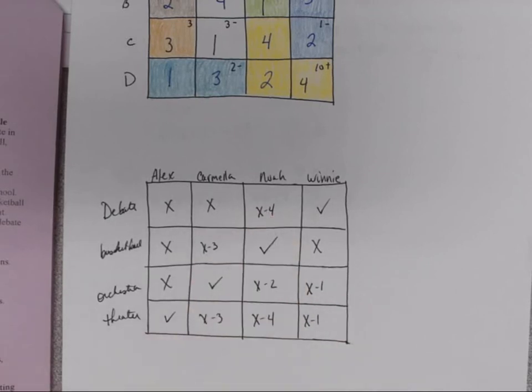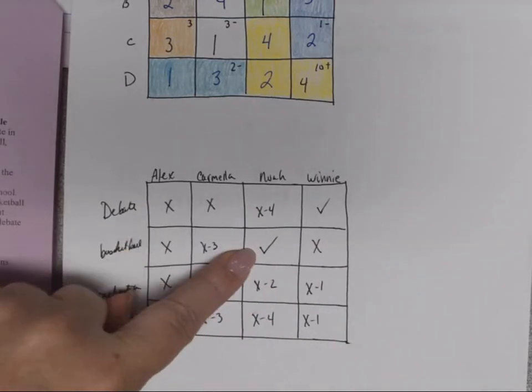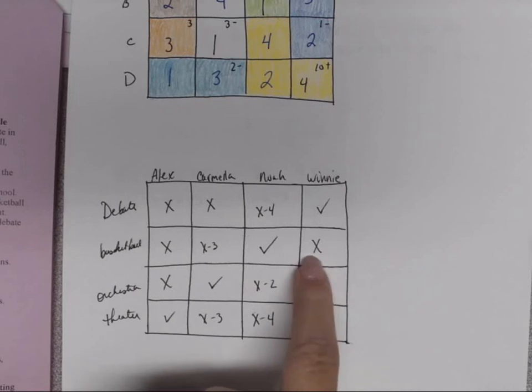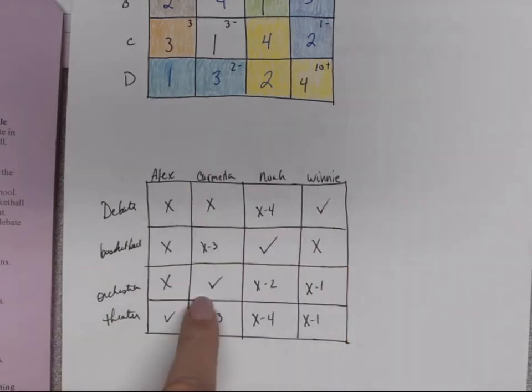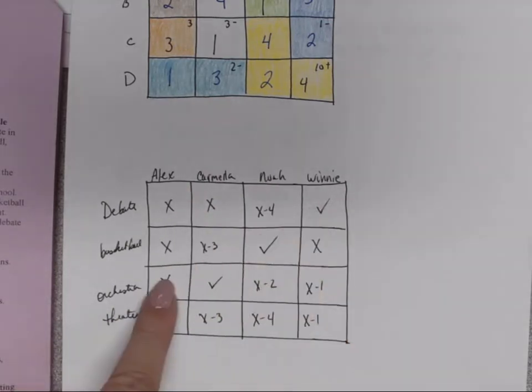I find it helpful to put the number of the clue that helped you out, because that way when you're looking back on it, you'll know that these came from clues and these came from your deductive reasoning. Because we figured out Noah by the clues, and then we could figure out Winnie, which allowed us to figure out Carmela, and all of those allowed us to figure out who Alex was.